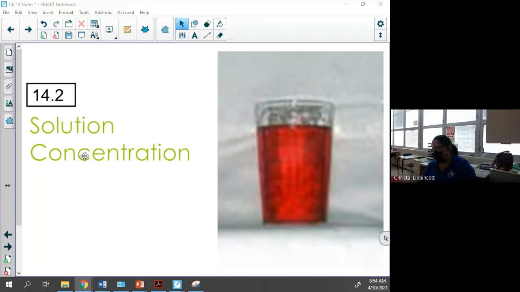of the solutions. We talked about solutes, we talked about solvents, we talked about an idea of being soluble and insoluble, we talked about miscible, immiscible, saturated, unsaturated. We talked about all those different things. You should have these. I gave you these notes.